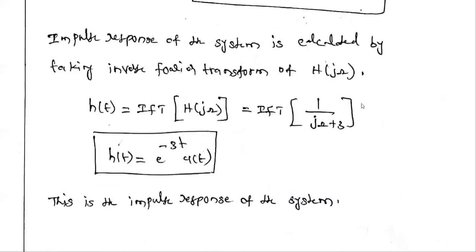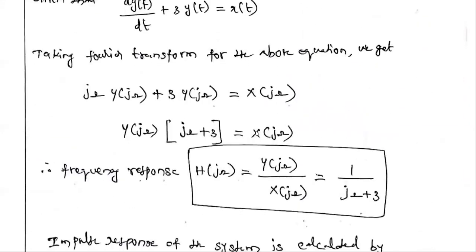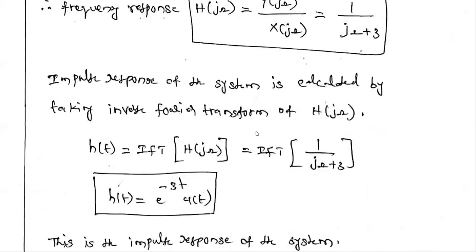This answer is our known answer. What is the inverse transform of 1 by j omega plus 3? E power minus 3t u of t. So this e power minus 3t u of t is the impulse response of the system. So this is one type of problem. It's a May 2016 question, 8 marks. Simple question. These third unit problems are very simple.